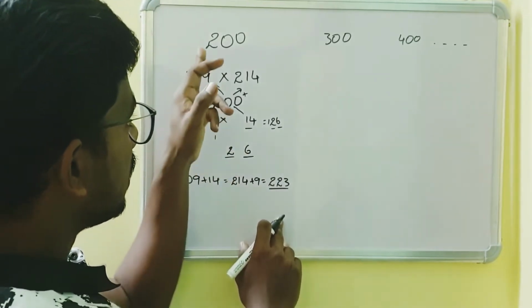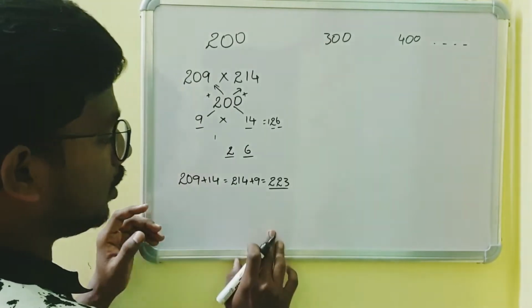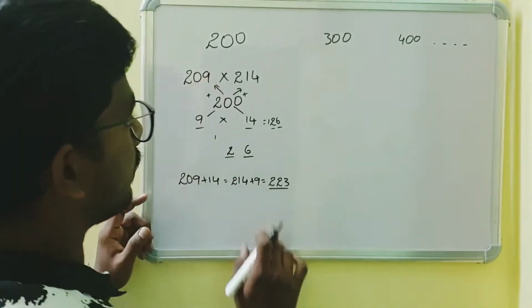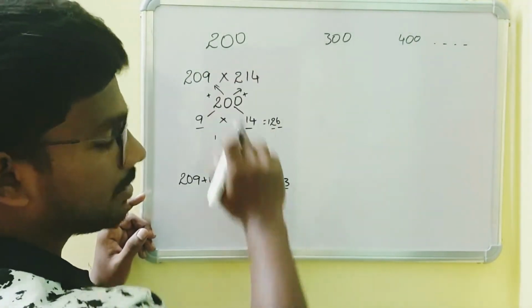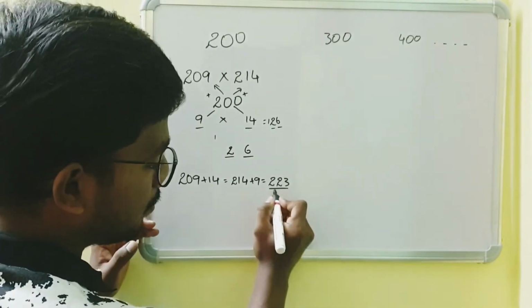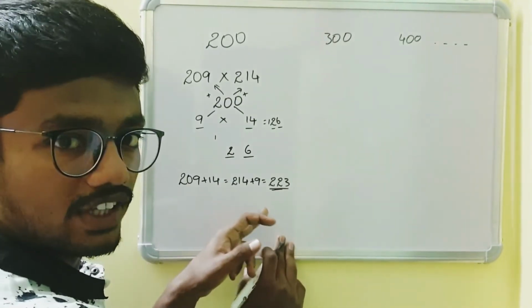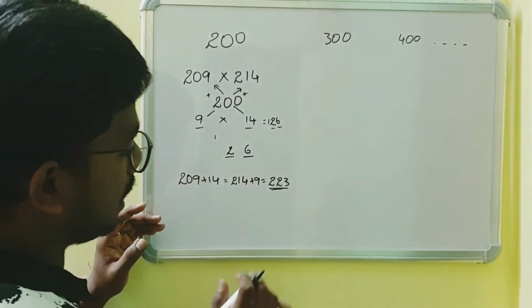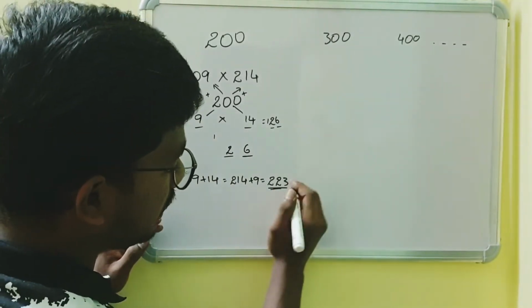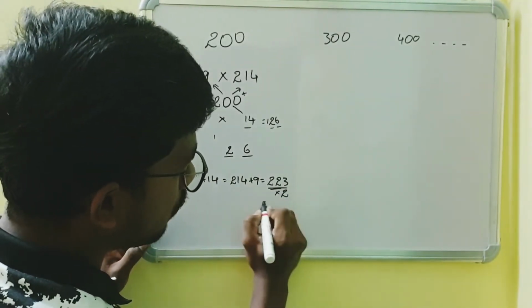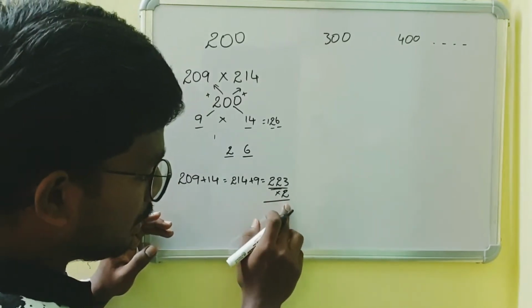For 100 we have taken the value directly, but it is a multiple of 100. See, 2 into 100, 200 is nothing but 2 into 100. So after obtaining this value, we have to multiply it with 2 to get our required value. So multiplying 223 with 2, what we get is 223 into 2.